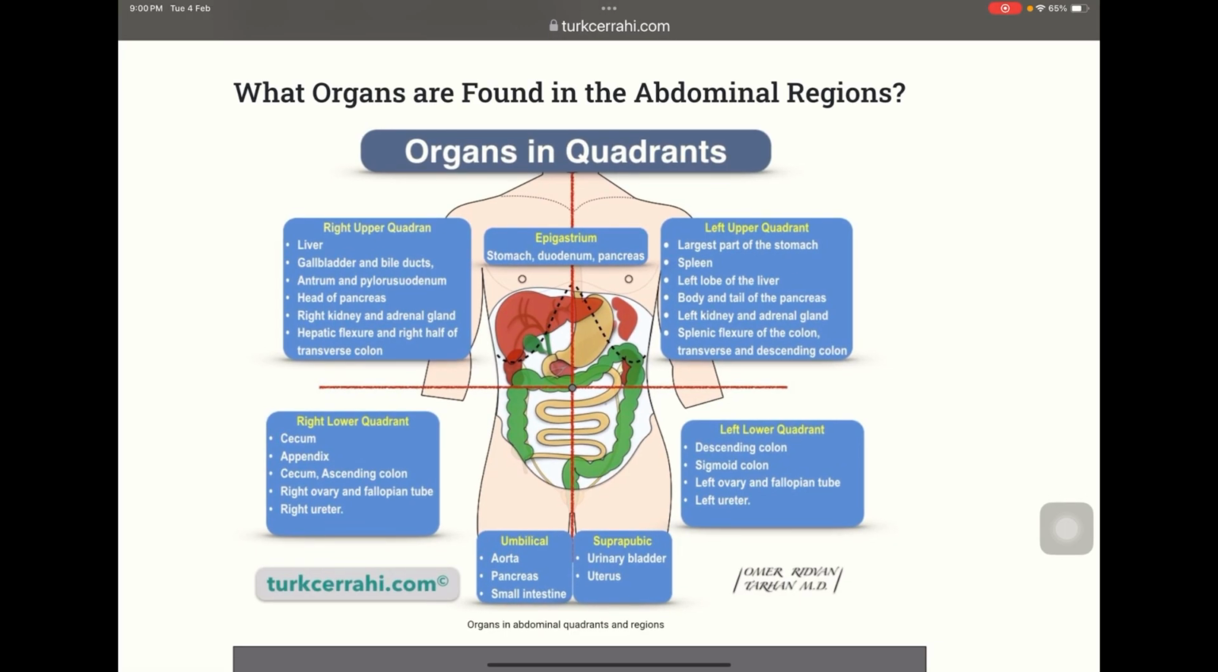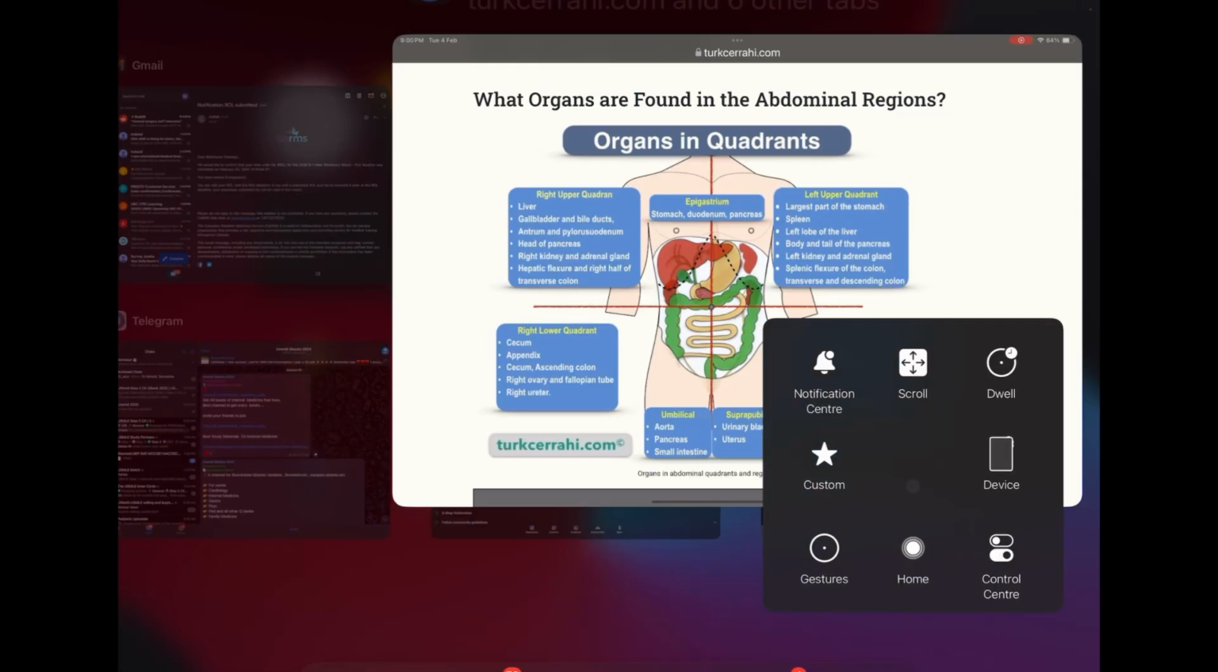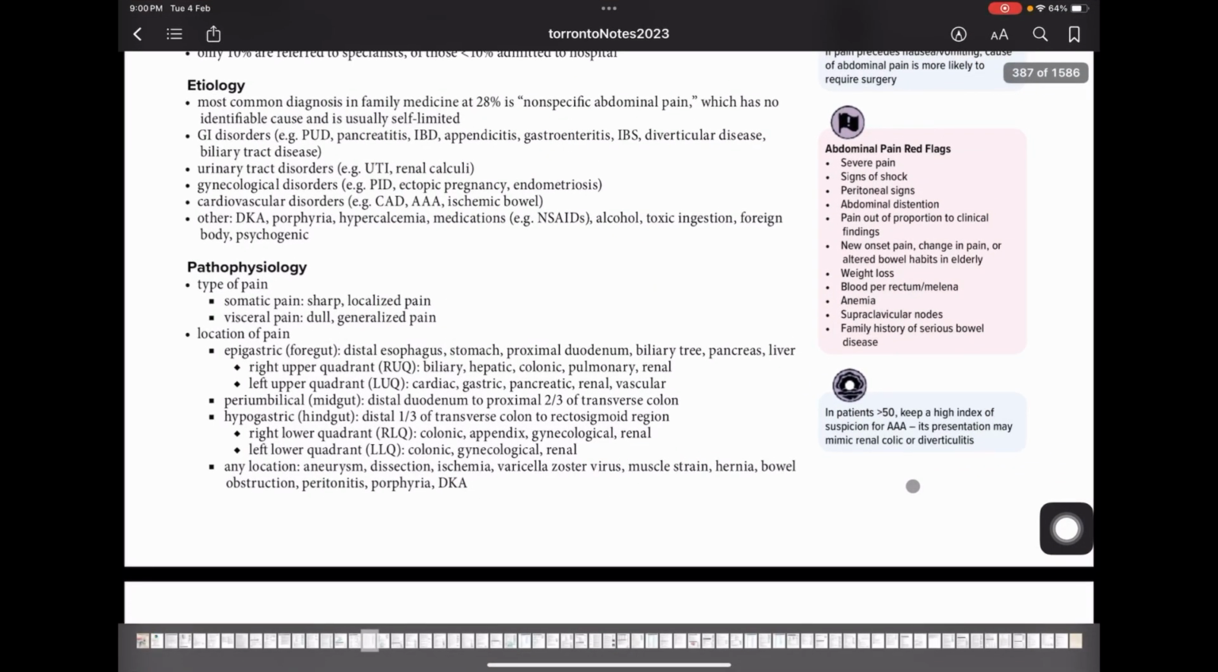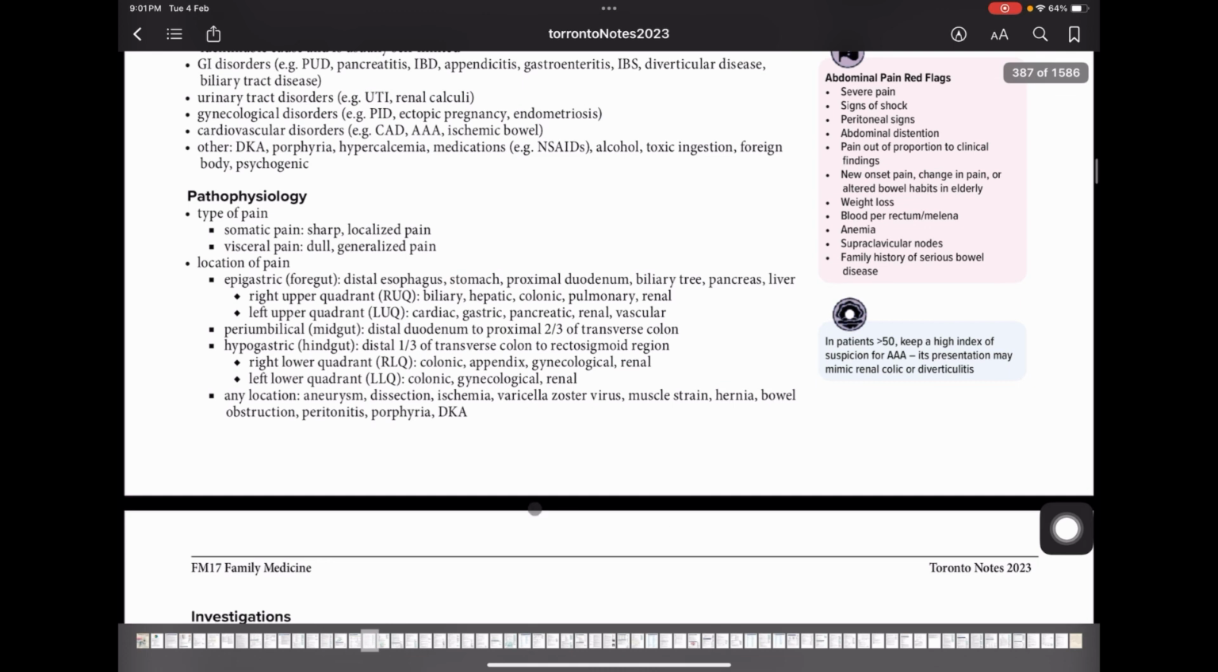And you can have a look right here. This is the right upper quadrant, this is the left upper quadrant, this is the right lower quadrant, and this is the left lower quadrant. But there is an epigastric region over here where there is stomach, duodenum, and pancreas. So you can take a screenshot and just have a clear idea of what is happening in which quadrant and which organs we are going to think about. Okay, so nothing to really learn by heart, but just to have an idea.